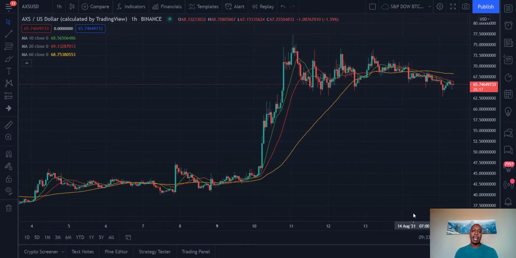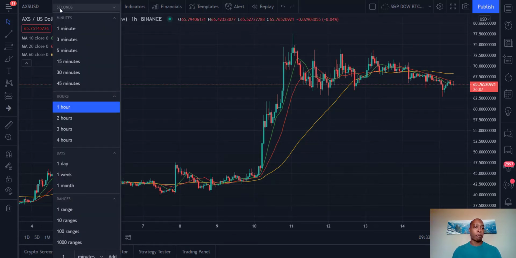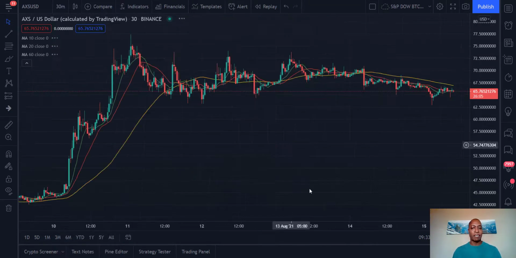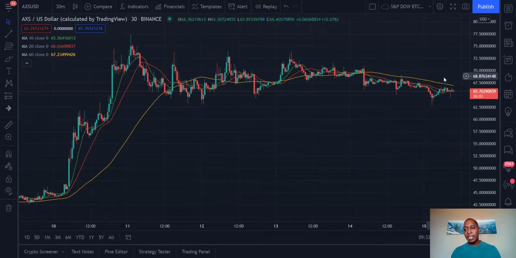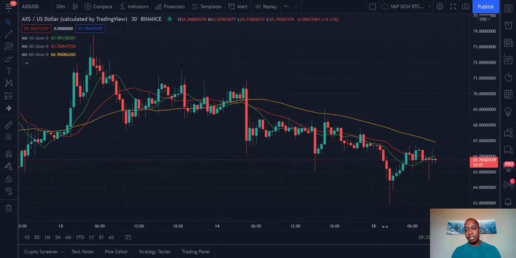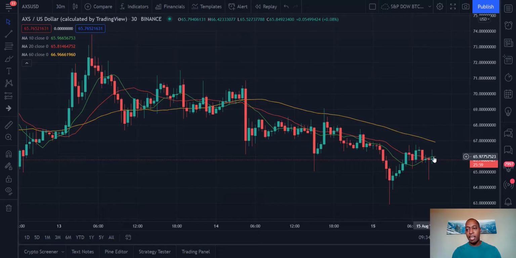Now, the caveat here, of course, is that you compare these periods to other periods after a big up move, just so you can put things once again in perspective. It's all about perspective in life, right? At the 30 minute time frame, I don't know if you guys can see that, we have a bit of consolidation. The 10 period is higher than the 20, but lower than the 60, which means that all three moving averages are not in line.